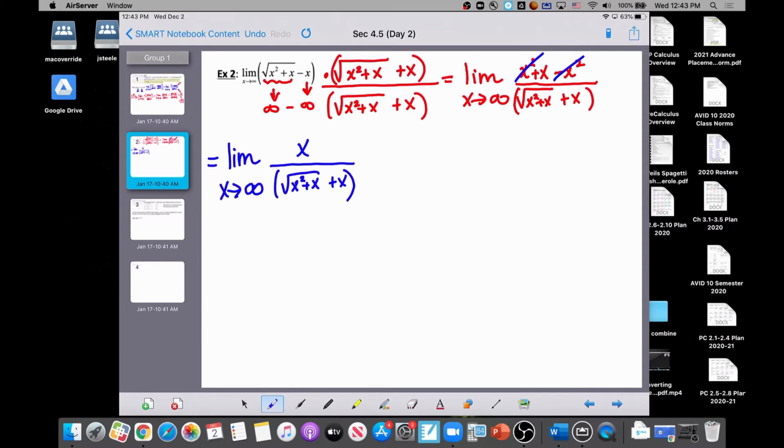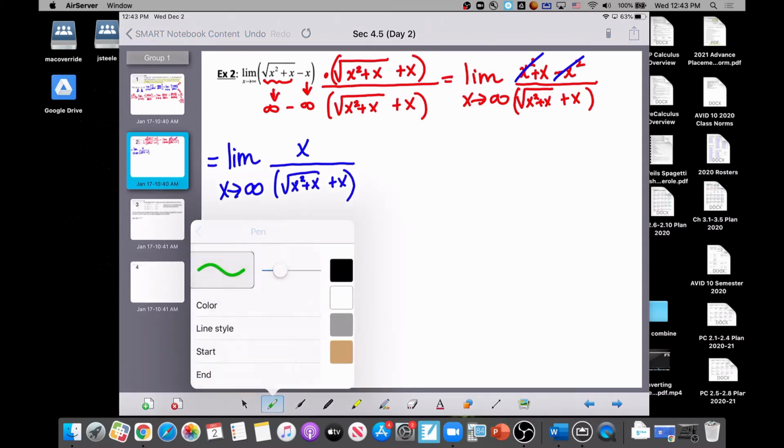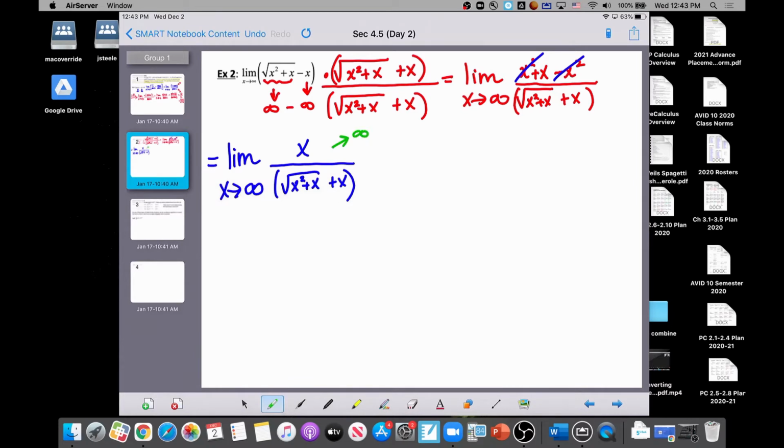If I were to plug in infinity, in my numerator, it would go to infinity, and in my denominator, it would go to infinity. So now I have infinity over infinity, which is a situation where I could use L'Hopital's rule. So let's try it and see what we get, okay? So if I'm going to apply L'Hopital's rule, the derivative of the numerator is just going to be 1. So I'm going to have the limit, don't forget your limit notation, as x approaches infinity of 1 over.